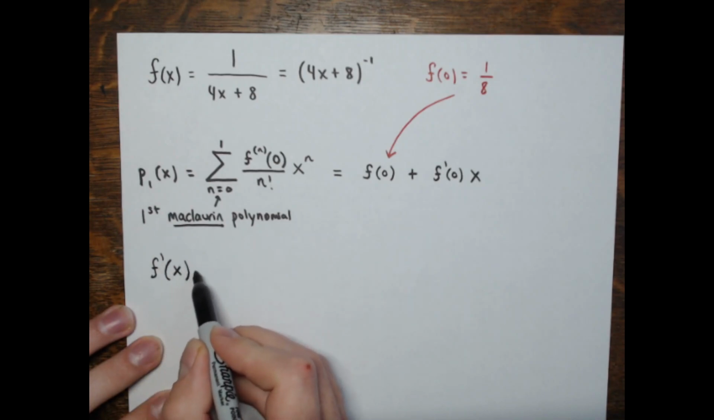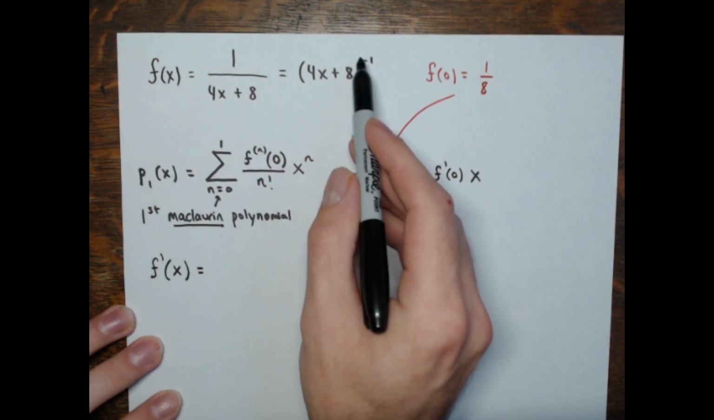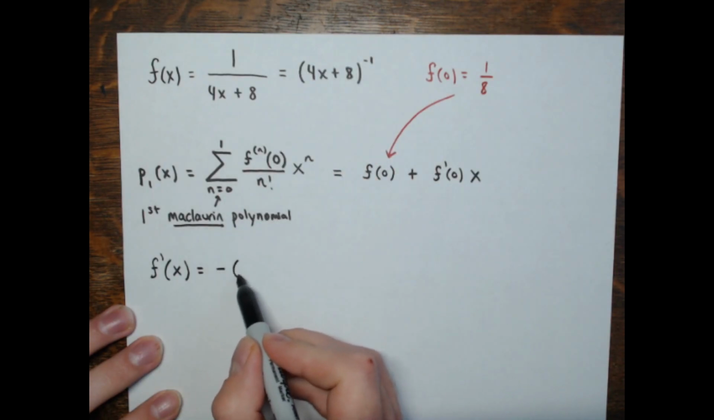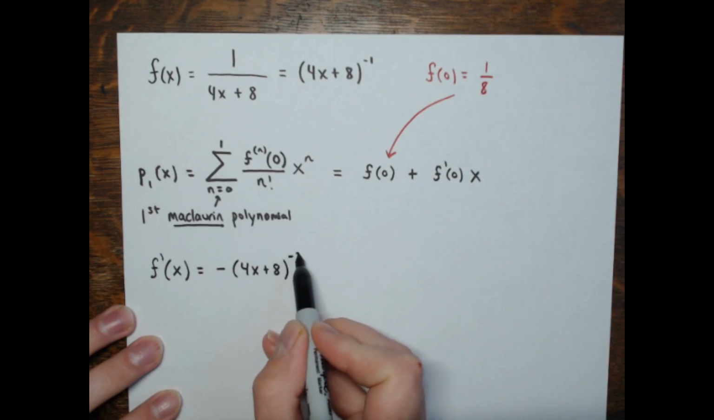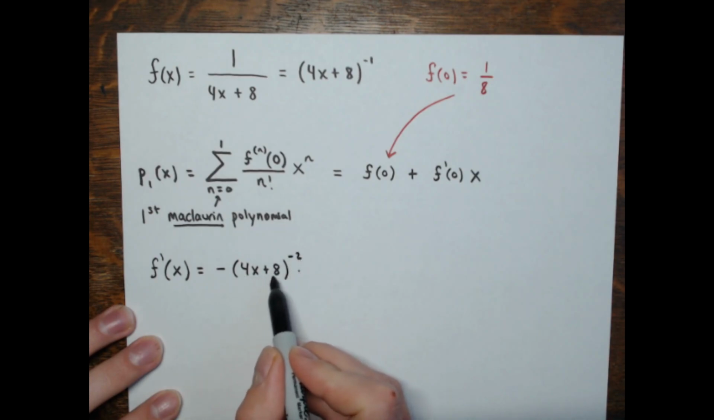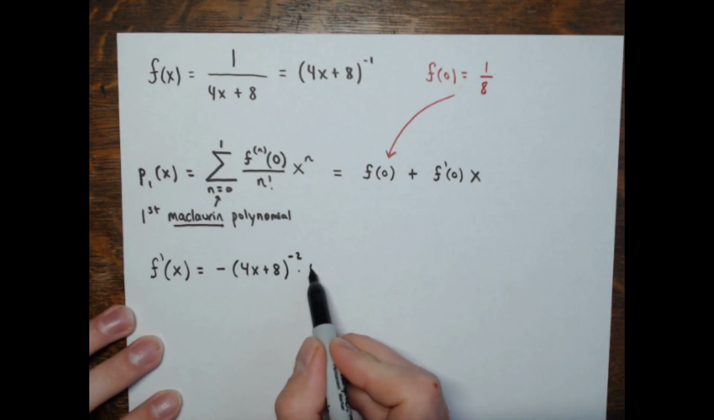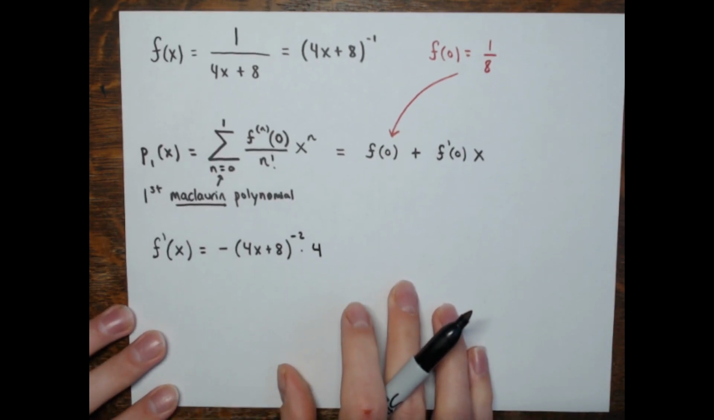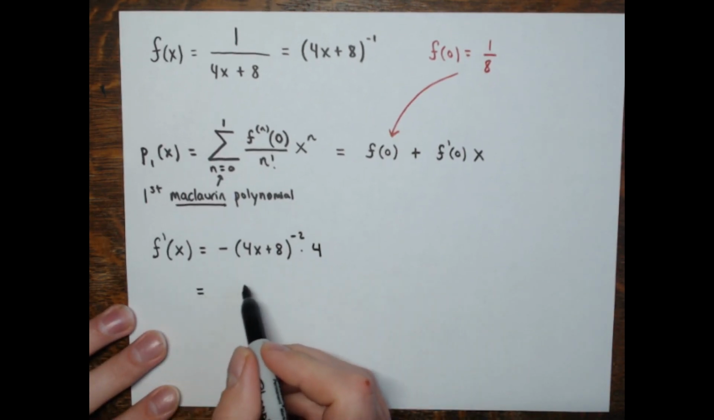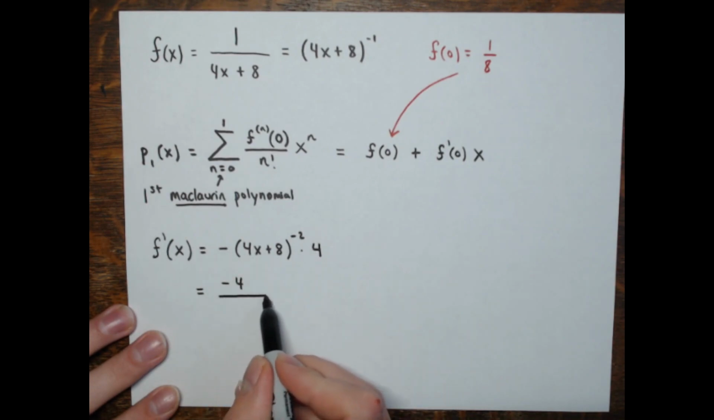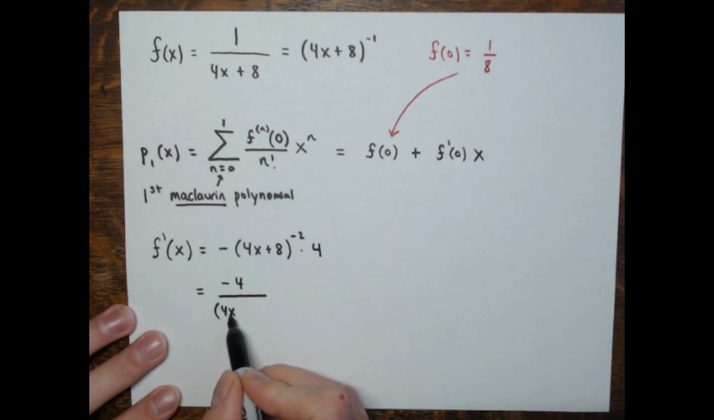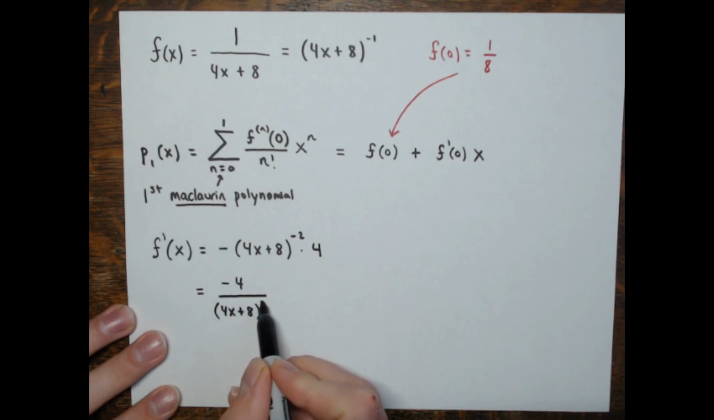So f prime would be negative 4x plus 8 to the negative second power, but then with the chain rule I also have to multiply by the derivative of 4x plus 8 with respect to x, that's times 4. If I want to rewrite this, this would be negative 1 times 4 over (4x plus 8) squared.